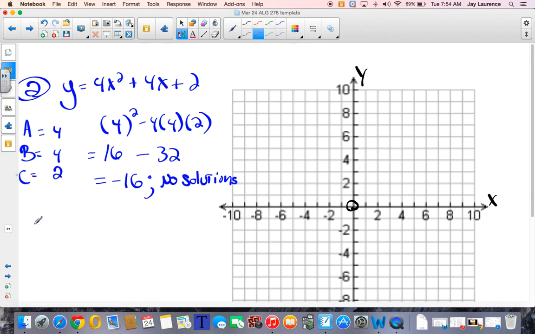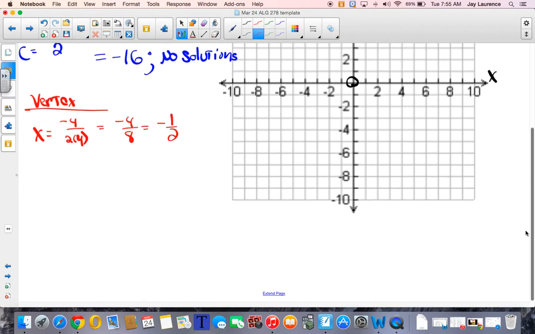So we're going to go right to the vertex. It's vertex time. And x is going to equal the negative of b over 2a. Oops, got ahead of myself there. Sorry about that. That should be 2 times 4 in there. All right, that looks a little bit better. Okay, when I do that, I get negative 4 over 8, which would be negative 1/2. Okay, that is only the x-coordinate of the vertex. To find the y-coordinate of the vertex, I am going to use a table.